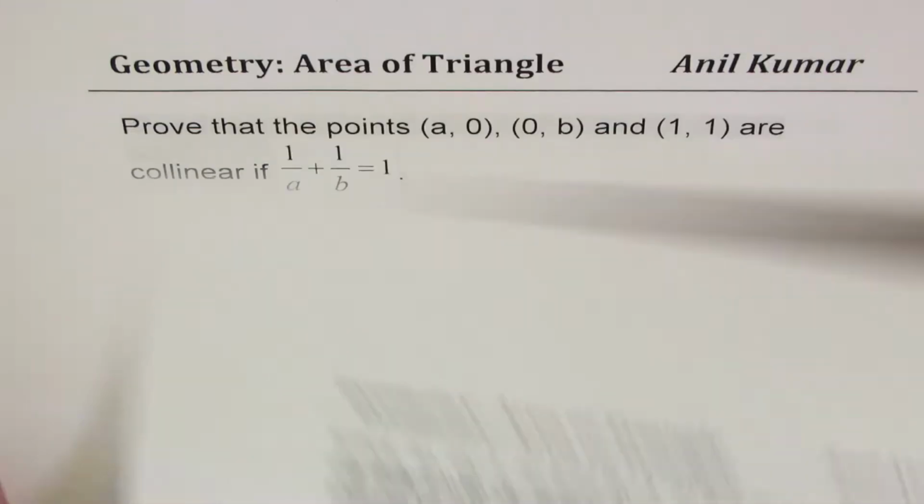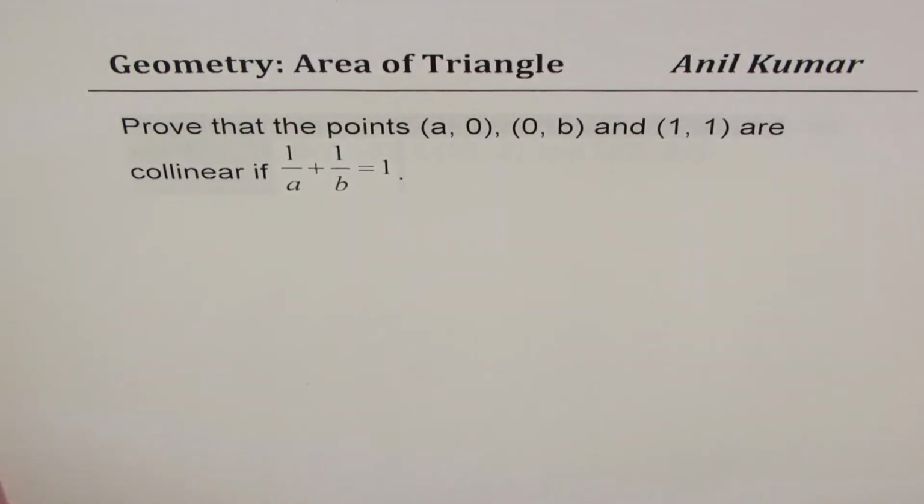Okay, so the next question will be like this, which says, prove that the points (a, 0), (0, b) and (1, 1) are collinear if 1 over a plus 1 over b equals 1. You should actually pause the video, copy the questions and then try them out. I'll actually give you the proof or solution of these questions also at the end of this video.